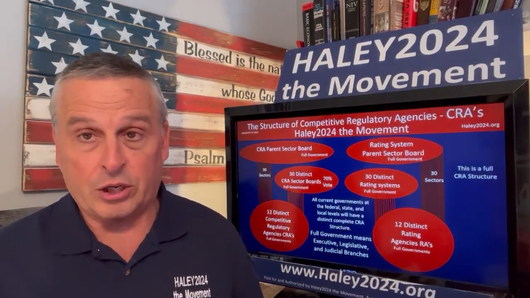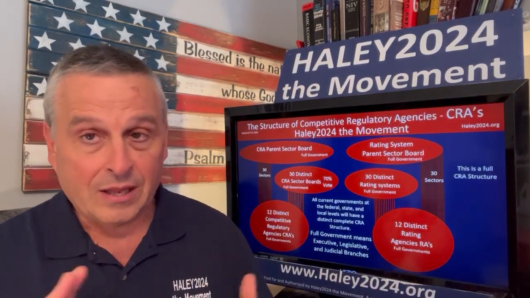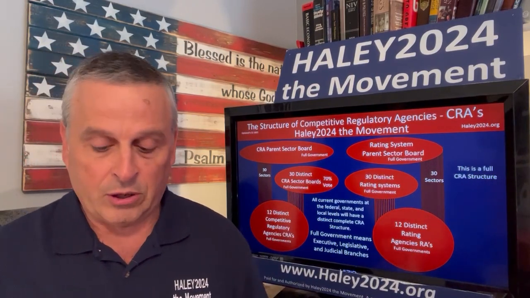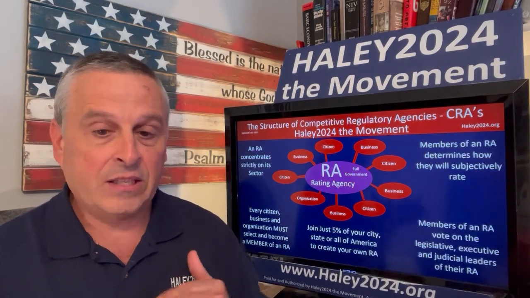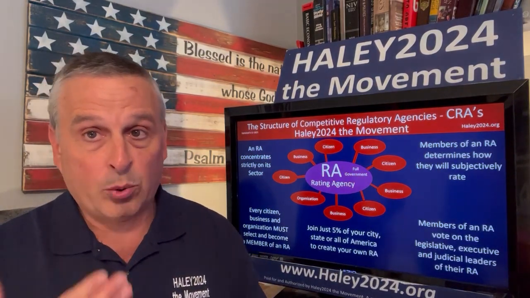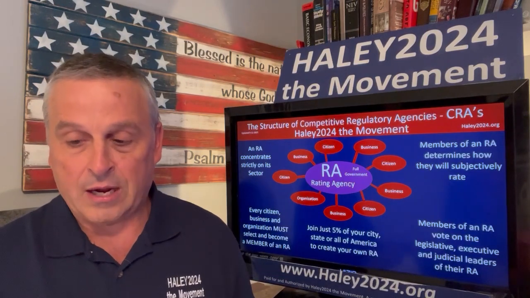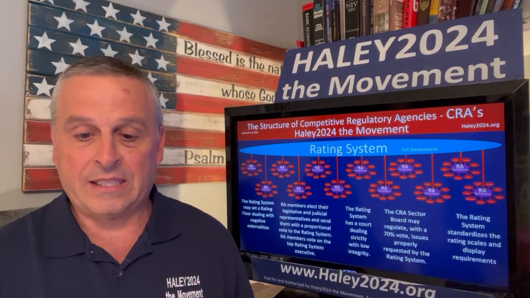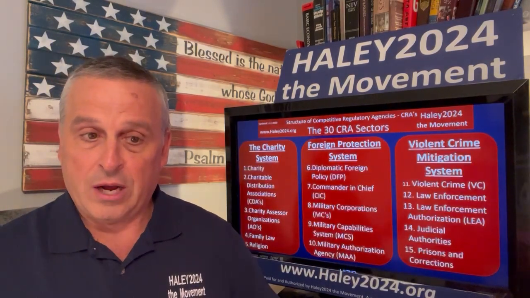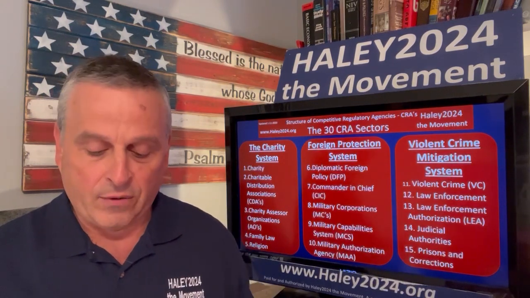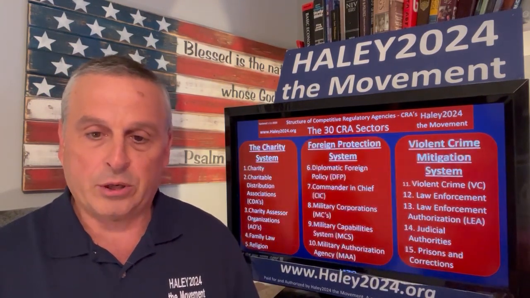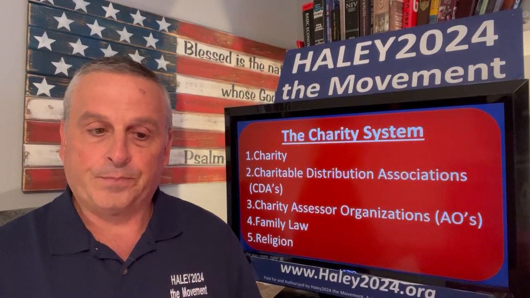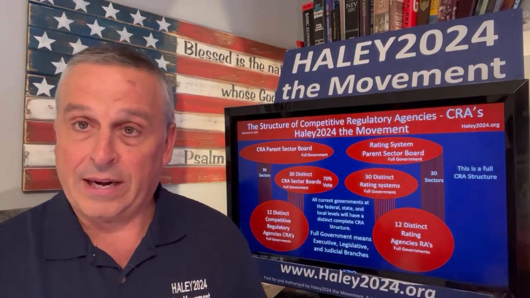Here's the full CRA structure. If you want to stop and read that, there are a lot of videos out there that really go over the structure, but I'm going to try to keep this a short video. The rating agencies, there are videos out there really going over this, but you can pause and read the lines here on the rating system, and then the parent sector board. You can read all the different sectors. You have to have an understanding of all the different sectors here and there. And I'm going to go back up to the charity system and stop right here for a minute.